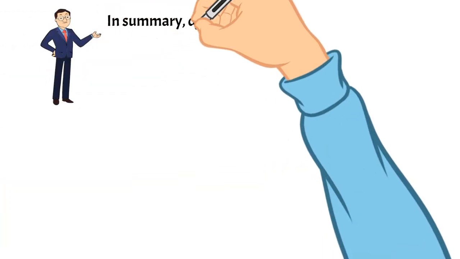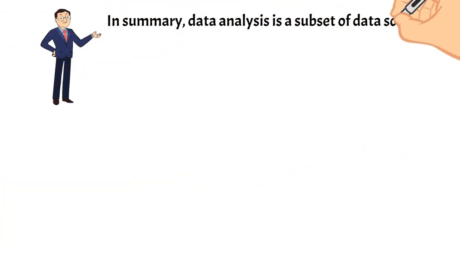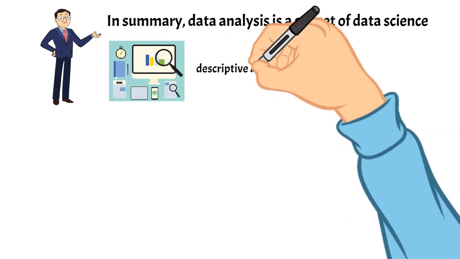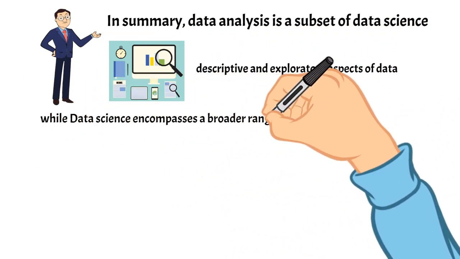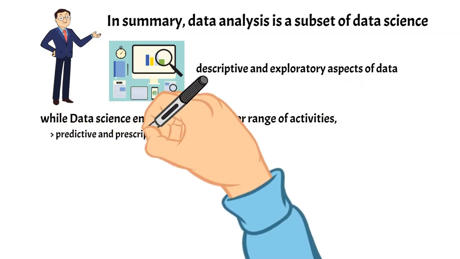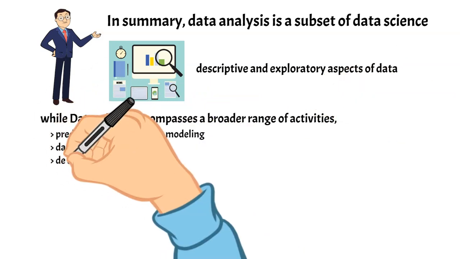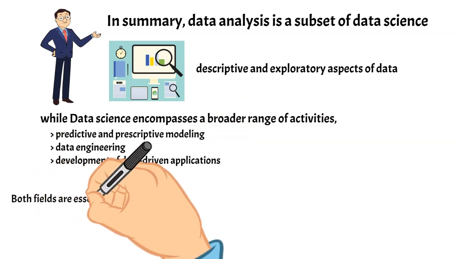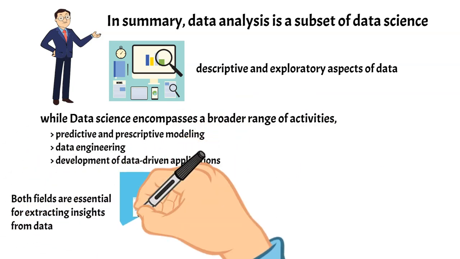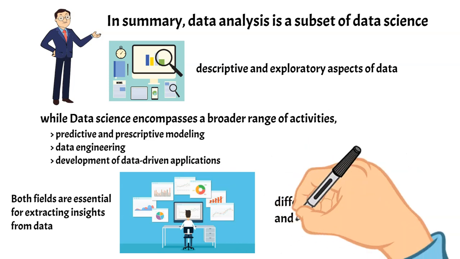In summary, data analysis is a subset of data science, focusing on descriptive and exploratory aspects of data, while data science encompasses a broader range of activities, including predictive and prescriptive modeling, data engineering, and the development of data-driven applications. Both fields are essential for extracting insights from data, but they have different scopes and objectives.